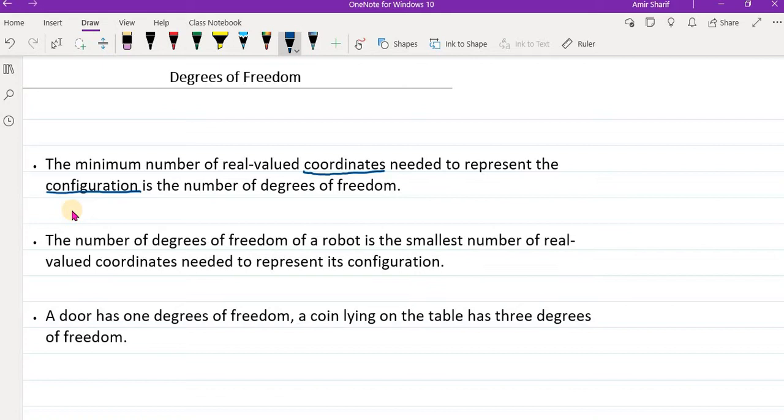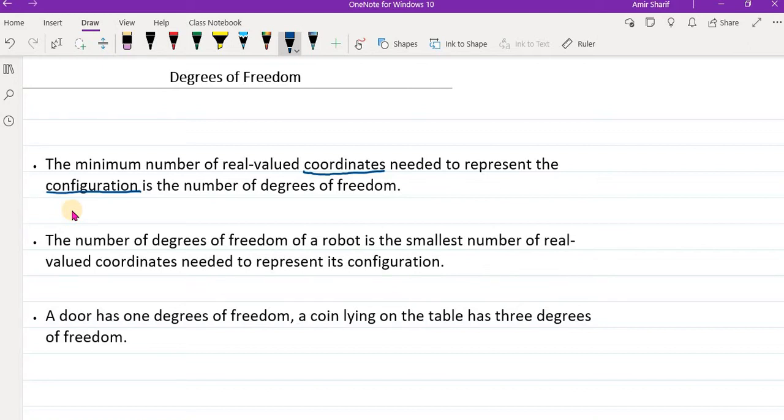The number of degrees of freedom of a robot is the smallest number of real valued coordinates needed to represent its configuration. So this one is specifically for robots, and I think the definition is the same. They have the same meaning. Okay, so here let's see an example for an object. A door has 1 degree of freedom. Why does a door have 1 degree of freedom?